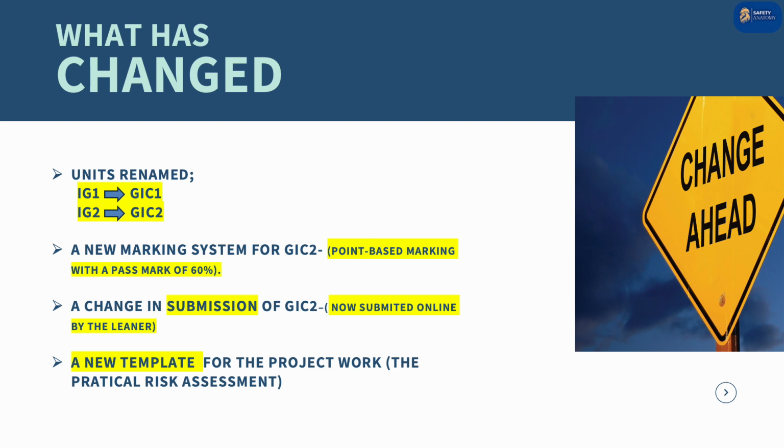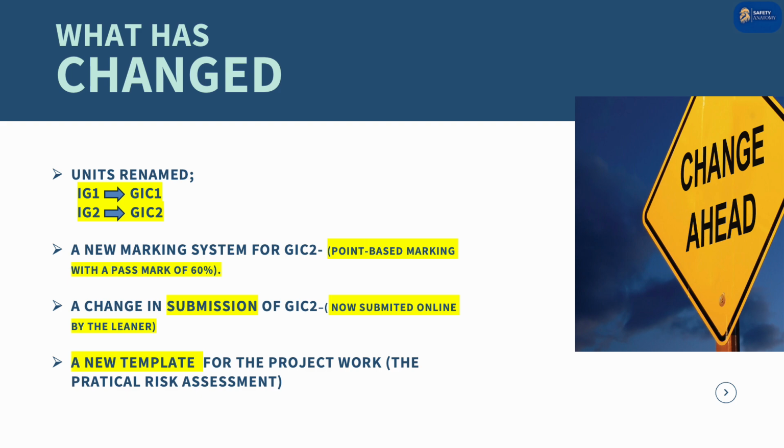The first noticeable change is the renaming of the units. For the IGC, unit IG1 is now GIC1 and IG2 is now GIC2. These new unit names are just acronyms, so we don't have to worry much about them. We just have to memorize them so that when we are referring to them, we know which one we are referring to.